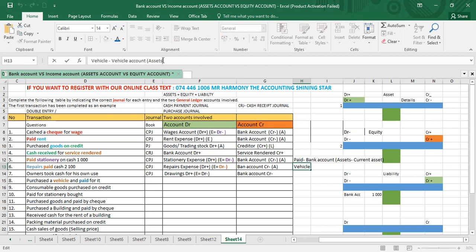By definition, what is a non-current asset? Something that you're going to use for a long period of time within your business. Vehicle is a non-current asset. Can you see? You have identified how many accounts you've got. Your 2 accounts. Remember, the word paid affected your business bank account.